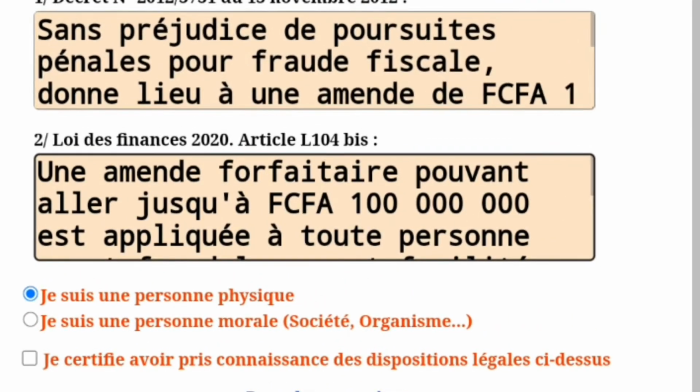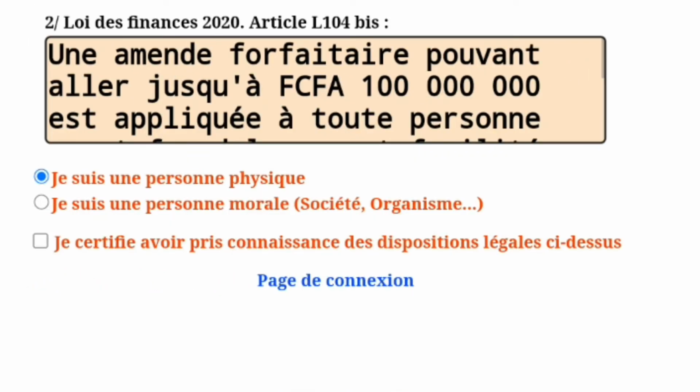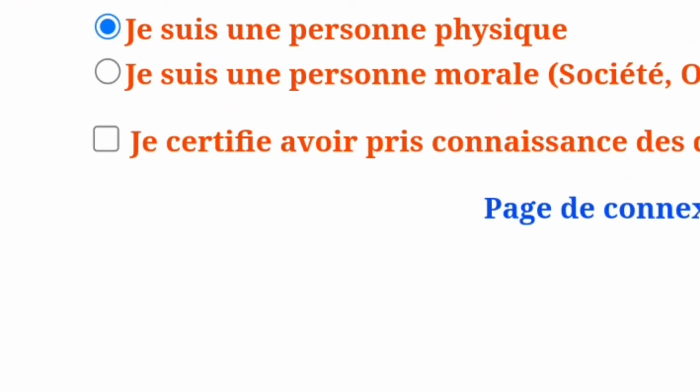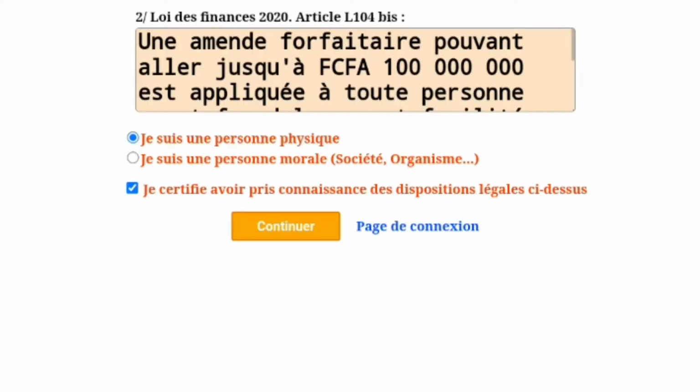If you look keenly, you see a radio button, je suis une personne physique, je suis une personne morale, société, organisme. So if you are a physical person, you check the first radio button. If you are a company, you check the second radio button, and at the end there's this checkbox here. You need to check it.